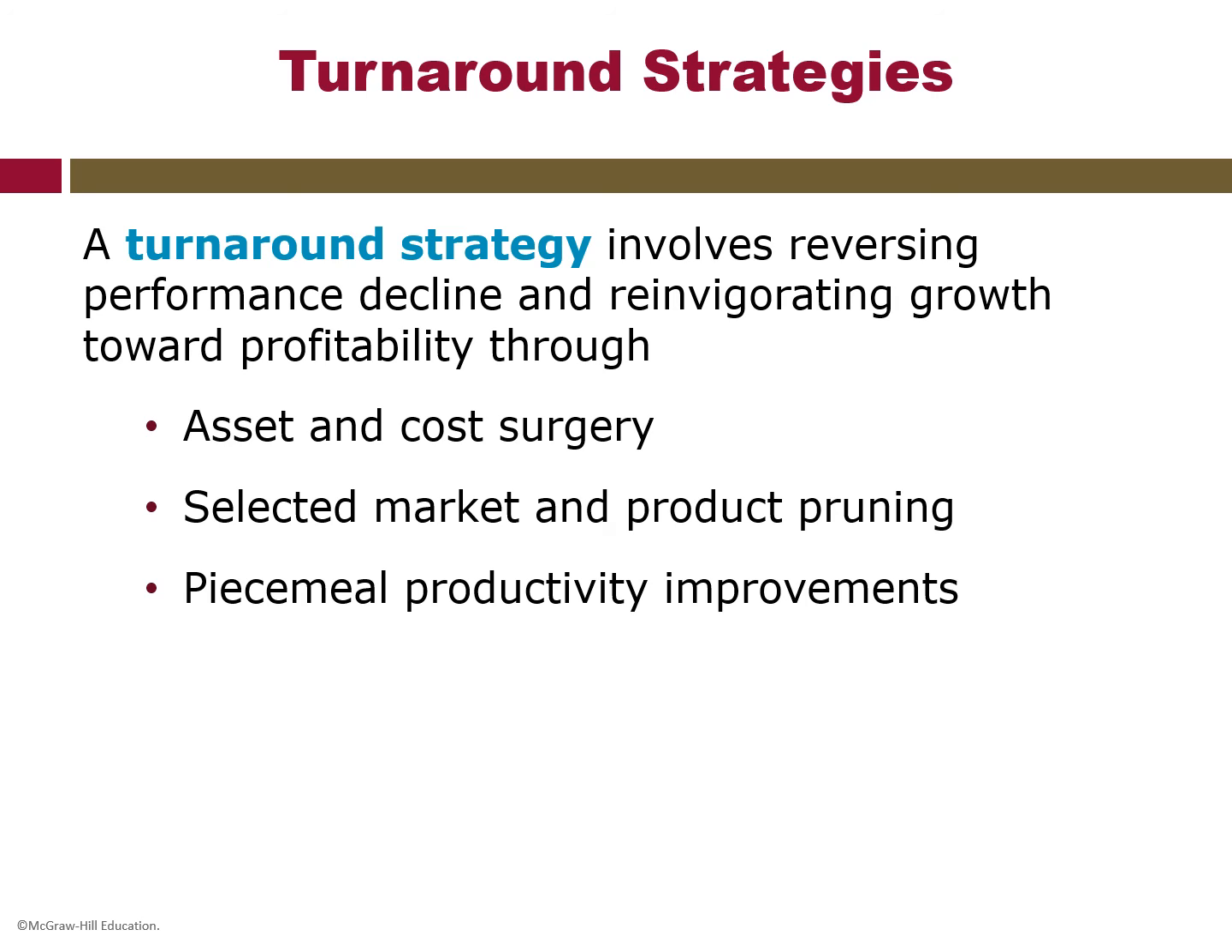Then we look at selected market and product pruning, where most mature or declining firms have many product lines that are losing money or are only marginally profitable. One strategy is to discontinue such unprofitable product lines and focus all resources on a few core profitable areas. This will help the firm to improve its efficiency and its innovativeness as it focuses on its core brand, and this will help the firm to increase its sales.